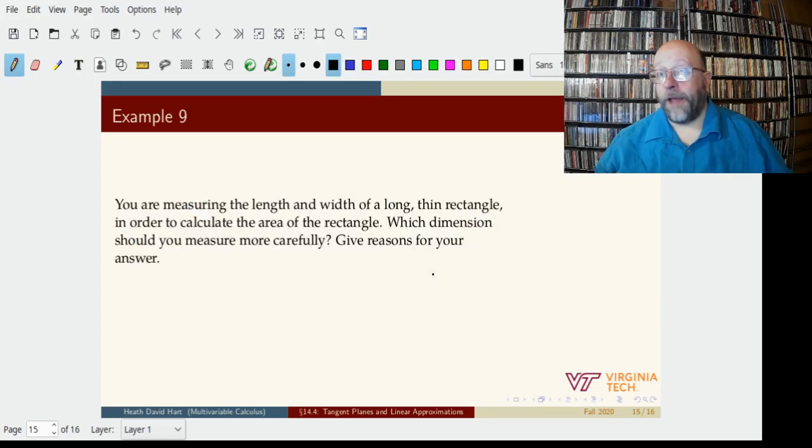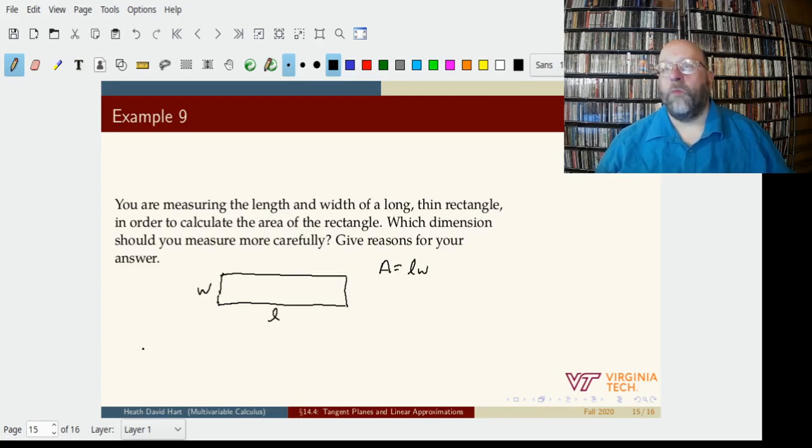Example 9. We are measuring the length of a long, thin rectangle. So the length is L, the width is W, the area is length times width. Which dimension should we measure more carefully?